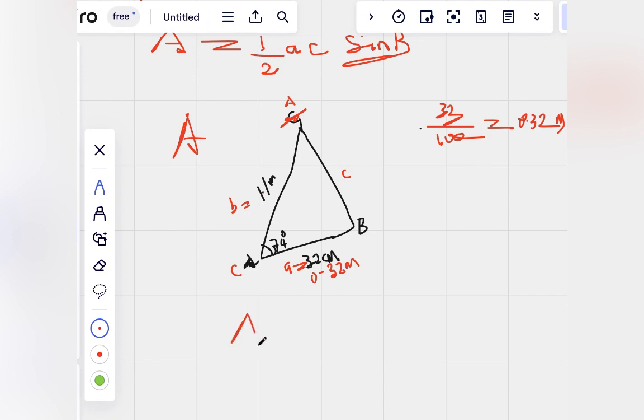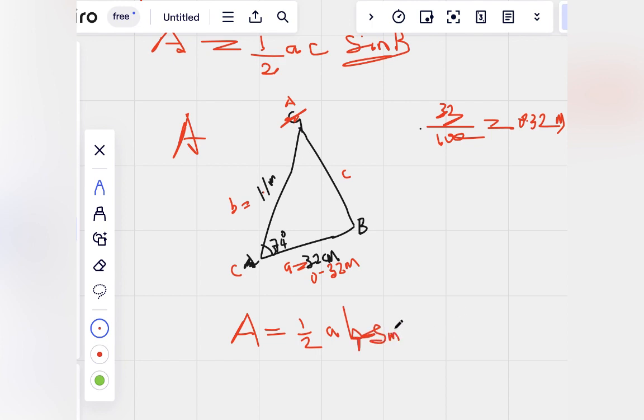Now we know this. We say area of the triangle is equal to half ab sine C. This is our formula. So what we do is to key in our values.